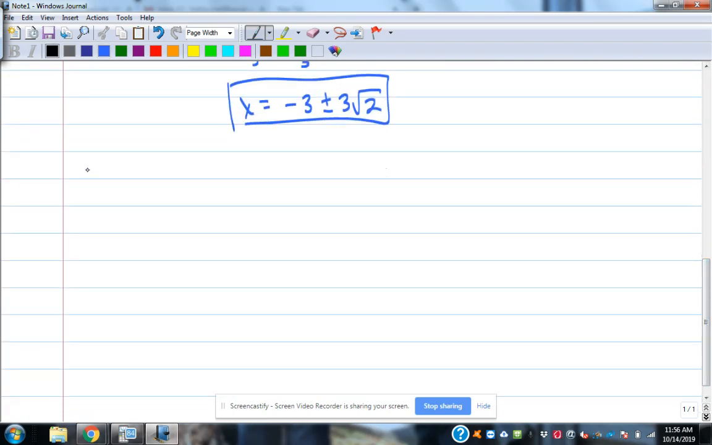Let's do another one similar to that. Example 4. Let's do x plus 2 squared plus 4 is equal to negative 8.